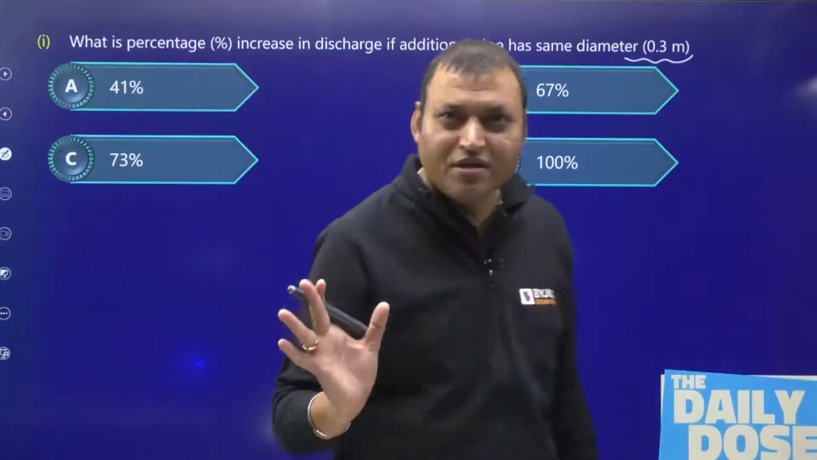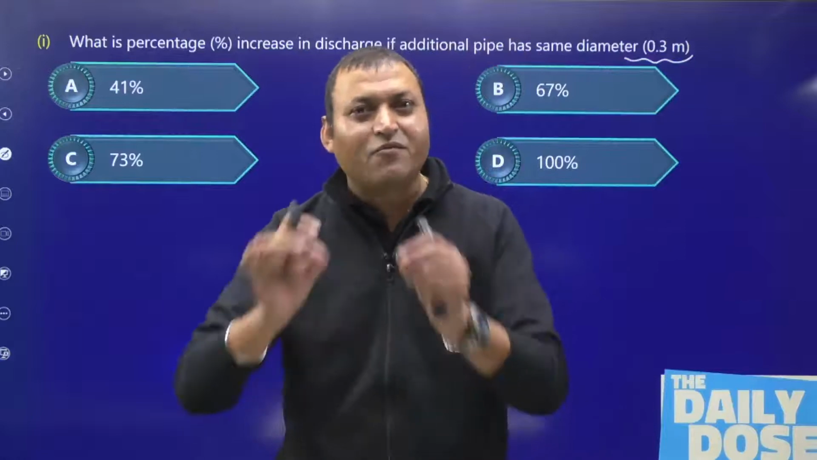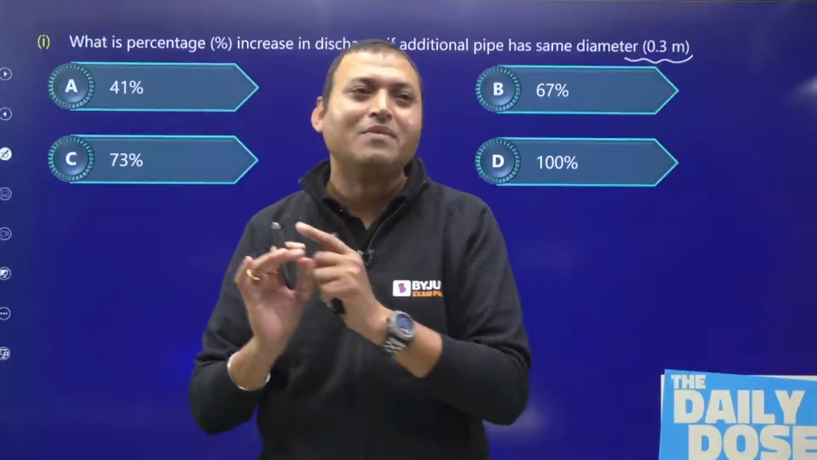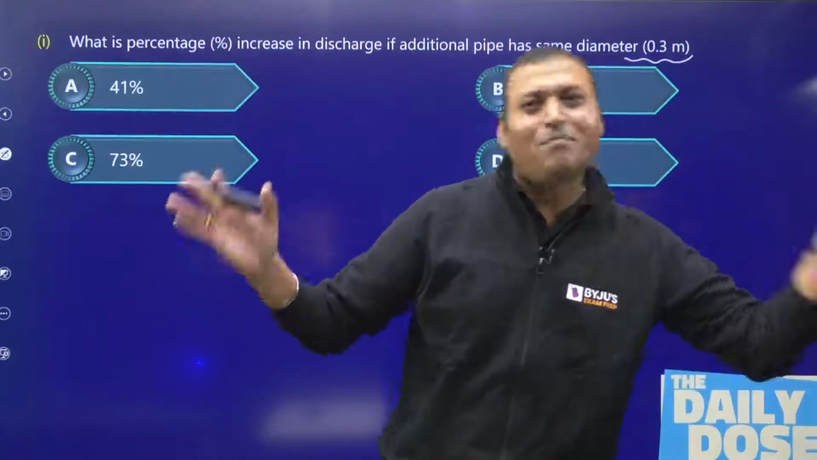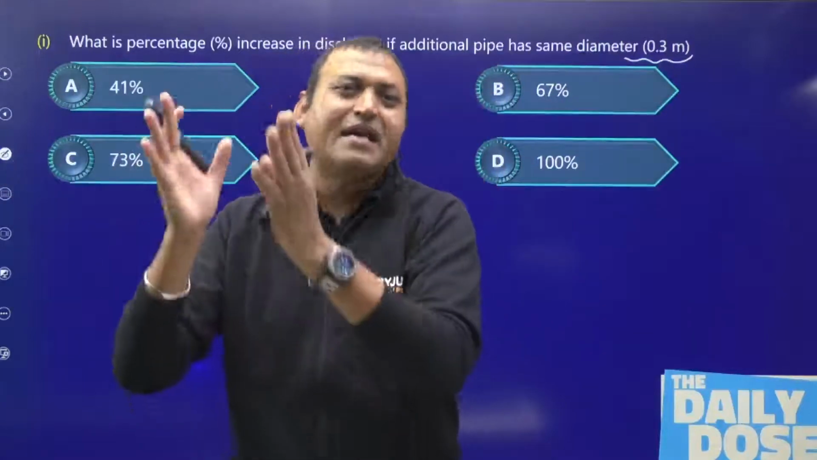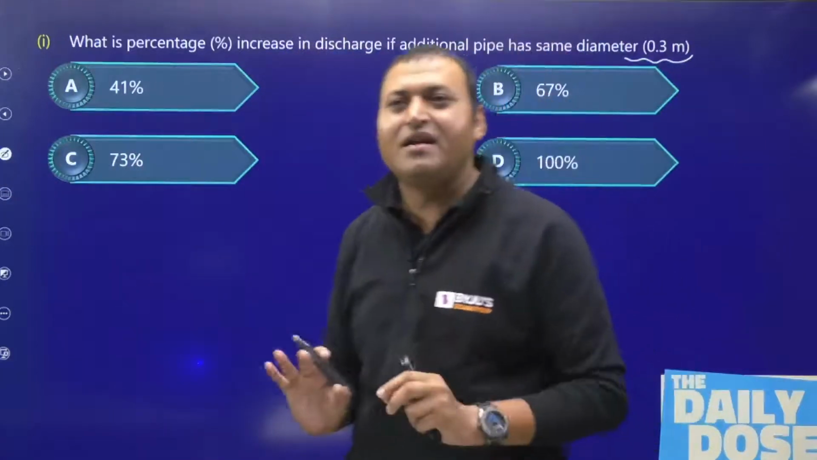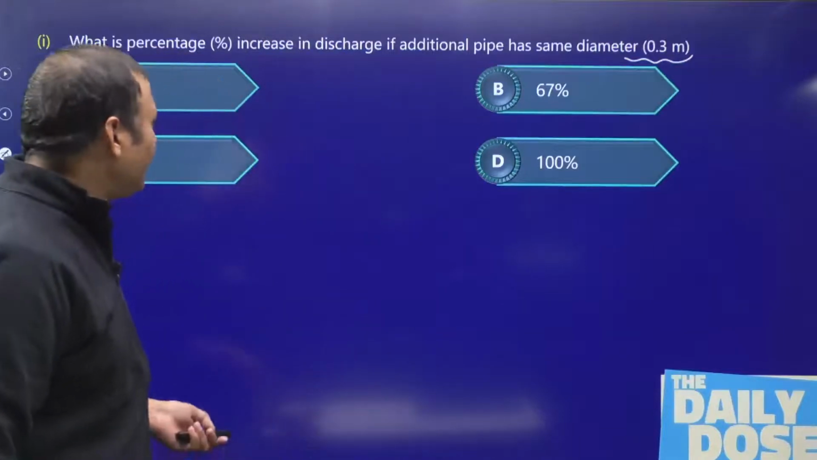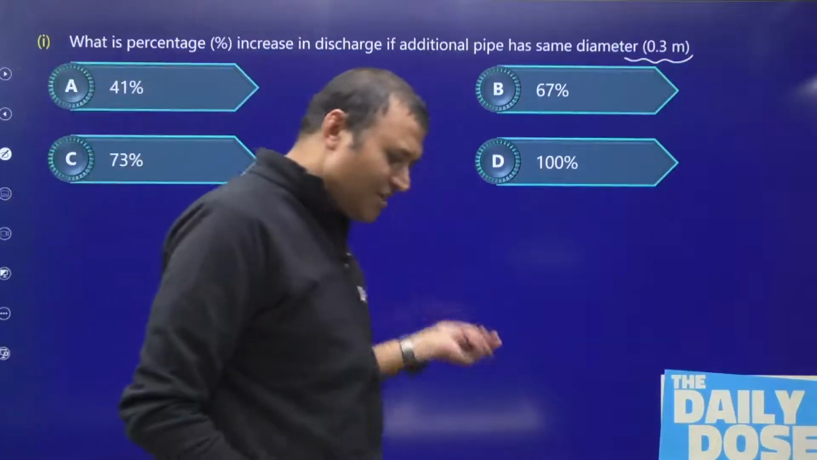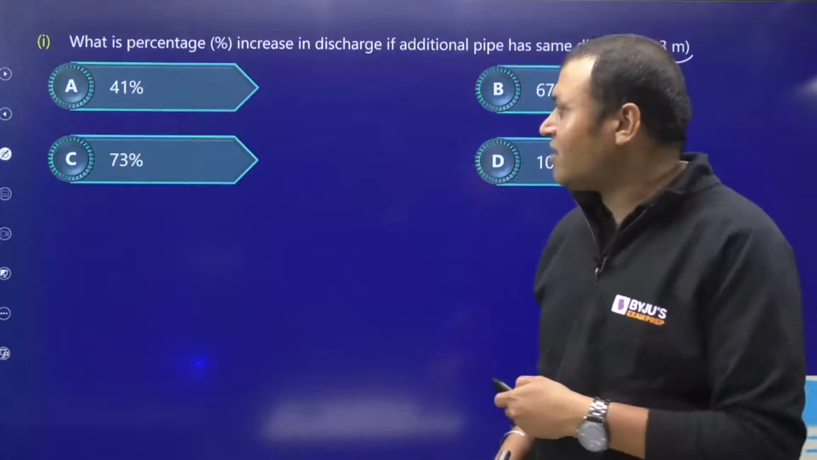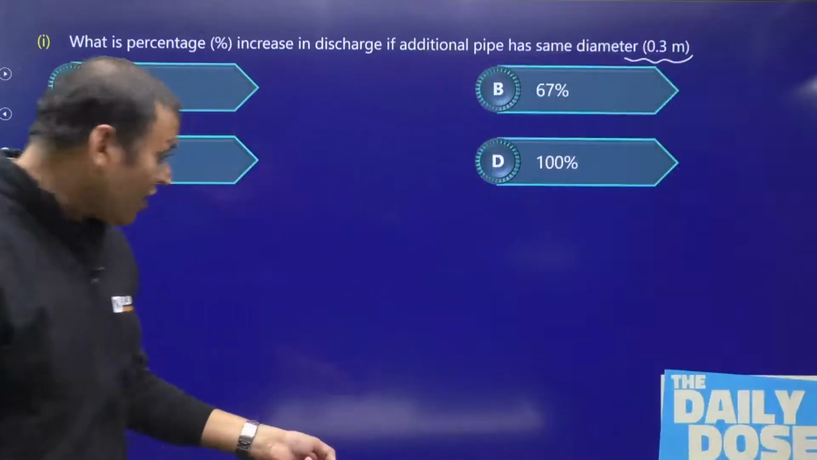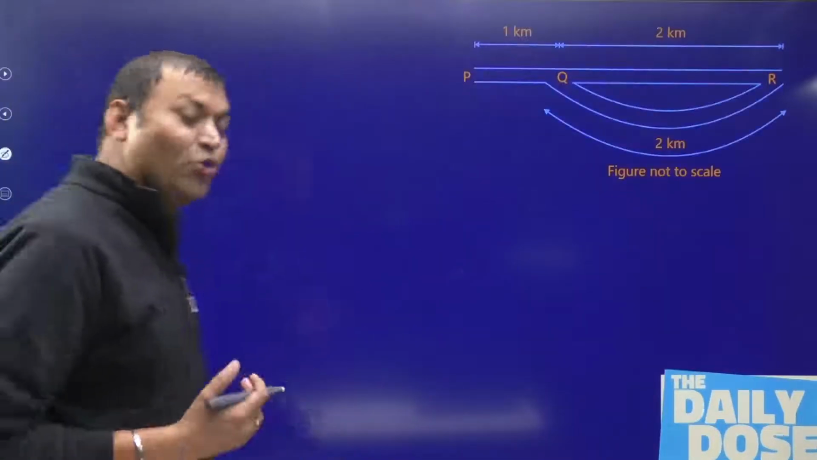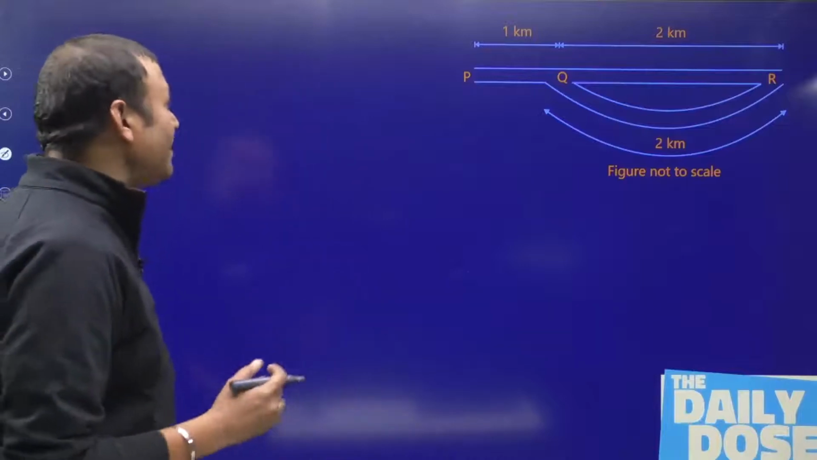Have you understood the question? First of all, you need to understand that whenever we attach a parallel pipe anywhere in the main pipe between P to R, anywhere, if we attach another pipe in parallel, then definitely the discharge will get increased. So the question says, what will be the percentage increase in discharge? Options are there on the screen. Please try to solve this one. Or those who are not knowing how to solve, please do solve it with me.